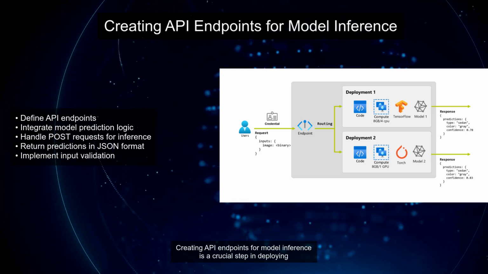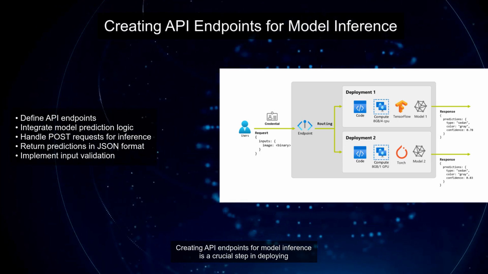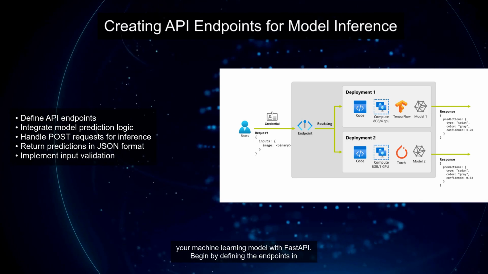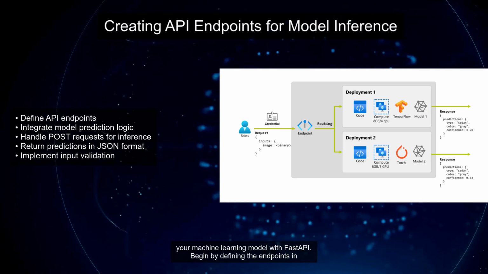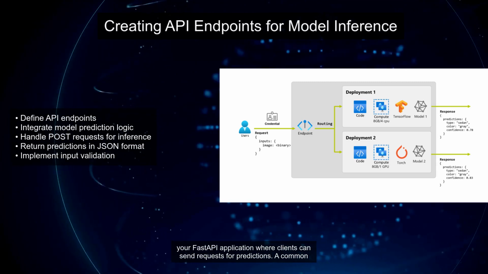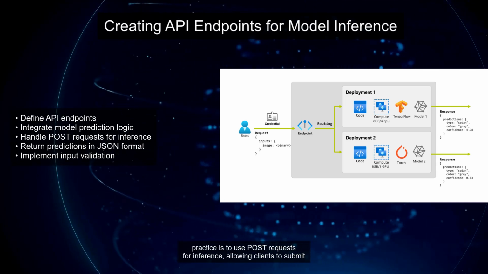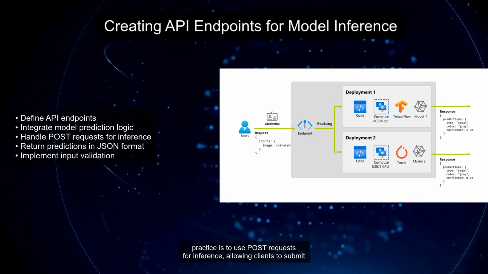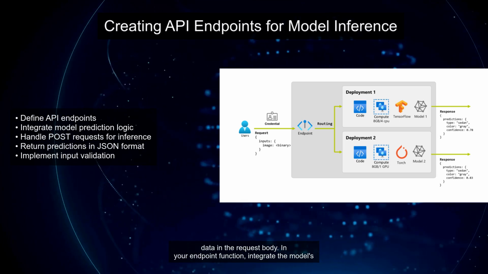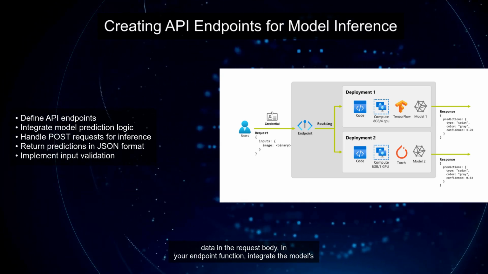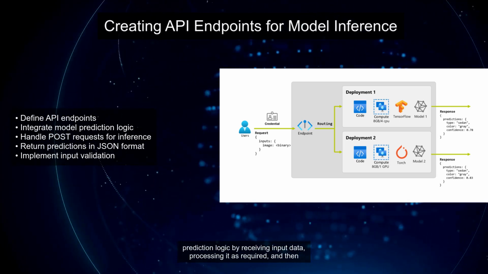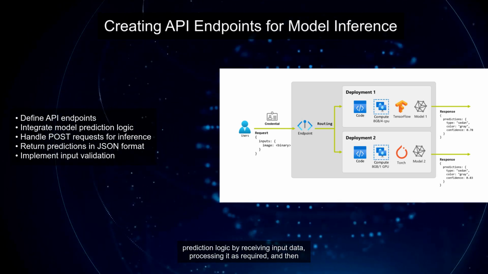Creating API endpoints for model inference is a crucial step in deploying your machine learning model with FastAPI. Begin by defining the endpoints in your FastAPI application where clients can send requests for predictions. A common practice is to use POST requests for inference, allowing clients to submit data in the request body. In your endpoint function, integrate the model's prediction logic by receiving input data, processing it as required, and then using the loaded model to make predictions.